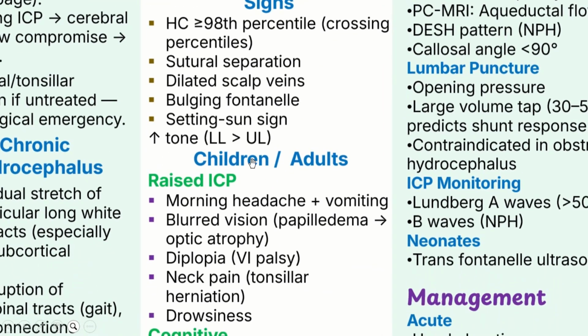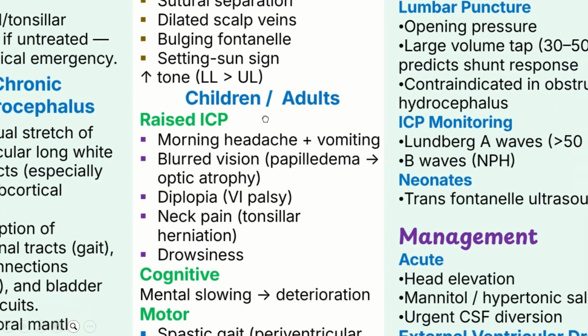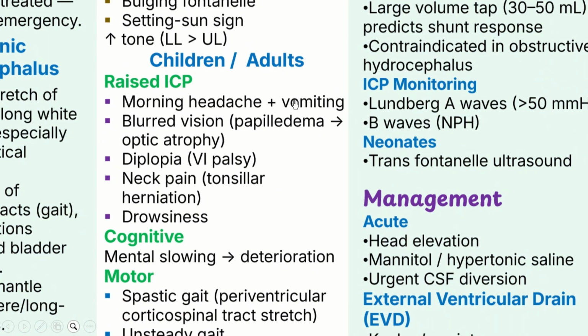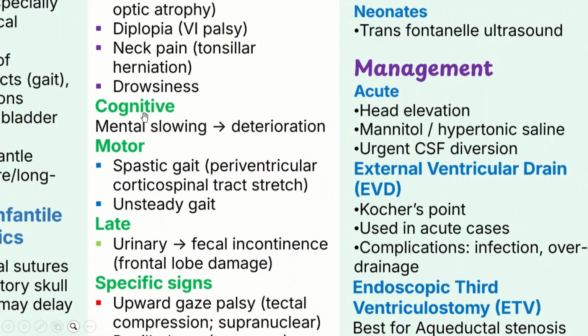Then in children or adults, when you have raised intracranial pressure, it's going to present with a morning headache plus vomiting. They may have blurred vision due to papilledema and optic atrophy. Then they may have diplopia due to compression of cranial nerve 6. They may have neck pain due to tonsillar herniation, and they may have drowsiness. Then they may have cognitive or mental slowing and deterioration.